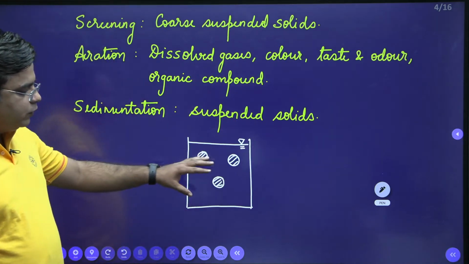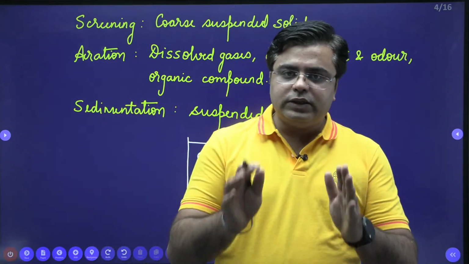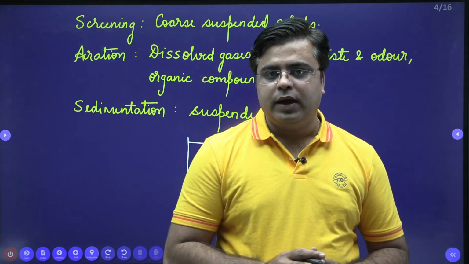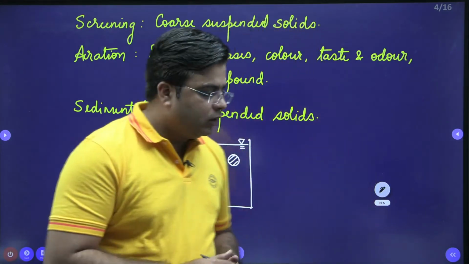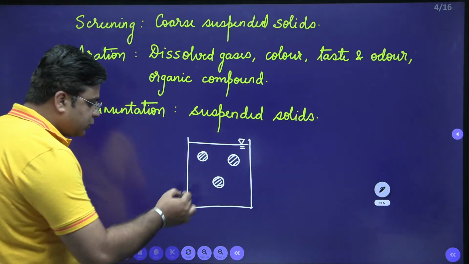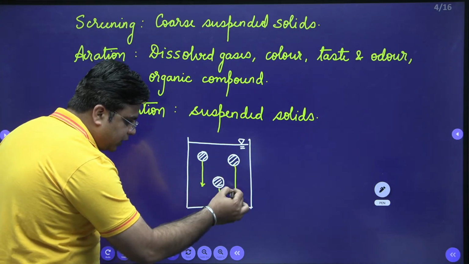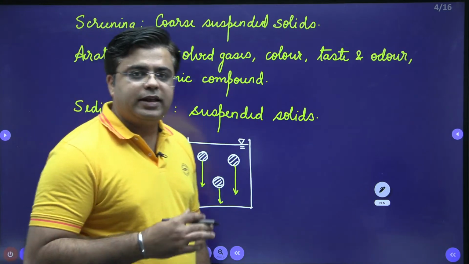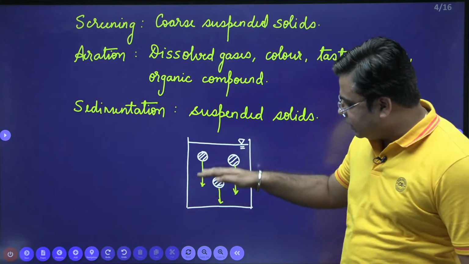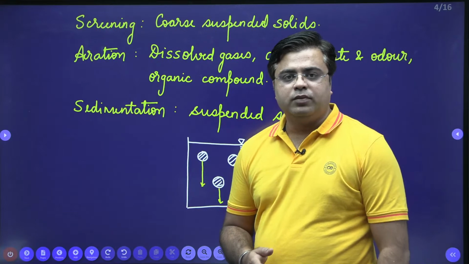Now, in order to remove these suspended solids from the water, we just let this water be in the tank for some time. When this water is still, all the suspended solids present in this water are going to settle down under their own weight. This mechanism through which we allow these suspended solids to settle under their own weight is termed as sedimentation, right?